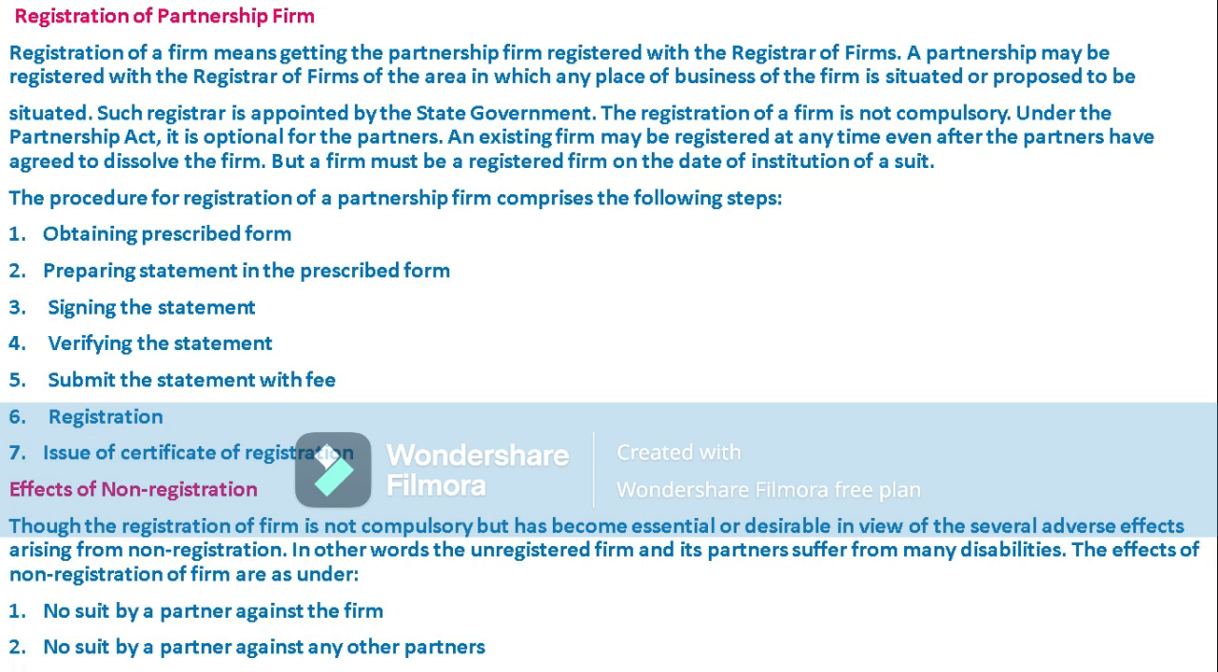Now if we go for registration of a partnership firm, how is registration done? Each and every firm should be registered with the Registrar of Companies of that particular state. Registration of a firm means getting the partnership firm registered with the Registrar of Firms. A partnership may be registered with the Registrar of Firms of the area in which any place of business of the firm is situated.